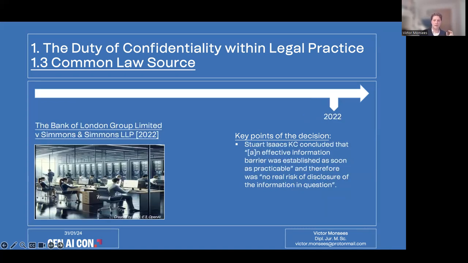So, how such information barriers are currently handled is highlighted in detail in a very recent case, the Bank of London Group Limited versus Simmons LLP case from the year 2022. In March 2022, the claimant, the startup bank BLG Limited, engaged Simmons & Simmons to advise them with respect to regulatory matters. At the time, the law firm inadvertently failed to notice that it had as a client another bank, BLME PLC, that might have adverse interest of the claimant.